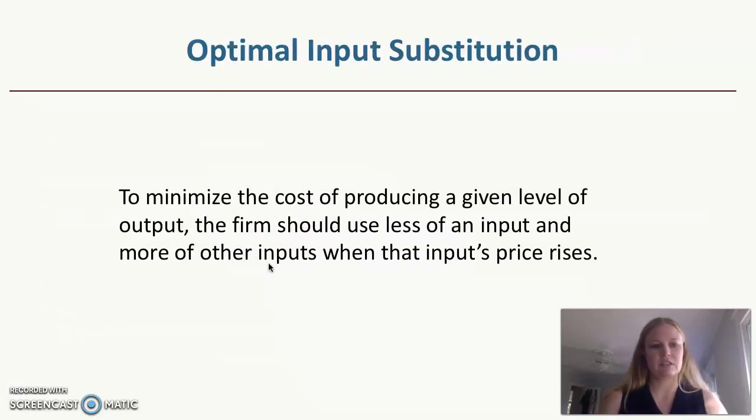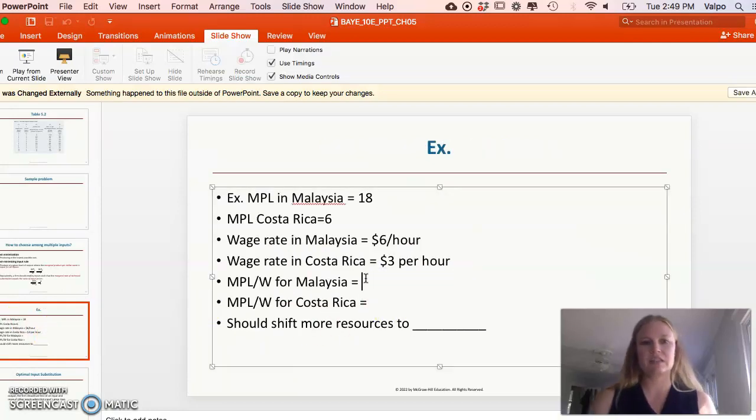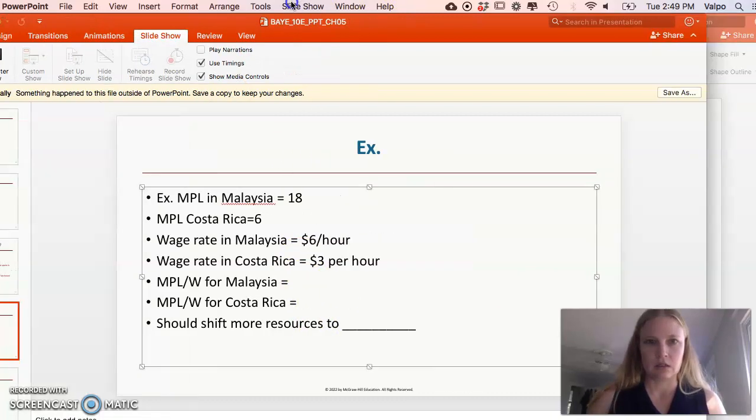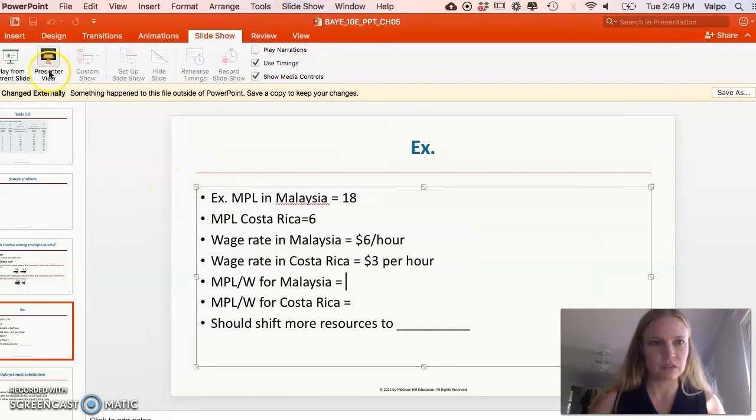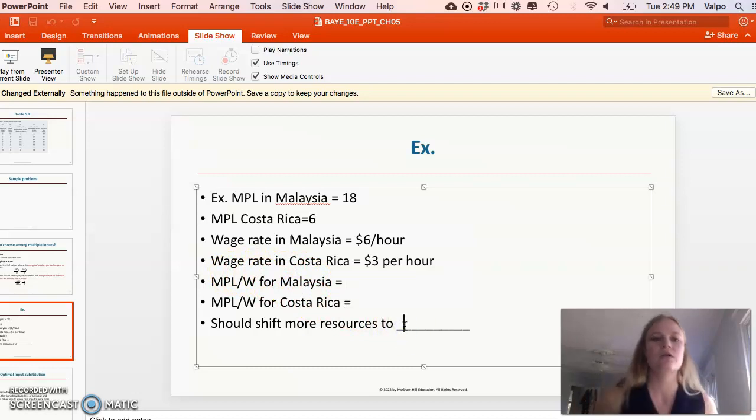So let's actually calculate this. So marginal product of labor over wage of Malaysia is 18 divided by 6 equals, wow, it's not letting me do this. Awesome. All right, well, it's 18 divided by 6, which is 3. And then marginal product of labor over wage for Costa Rica is 6 divided by 3, which is 2. So you can see this is higher. The one for Malaysia is higher than Costa Rica. So you should shift more resources to Malaysia.